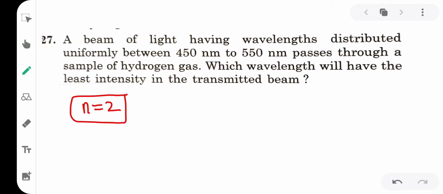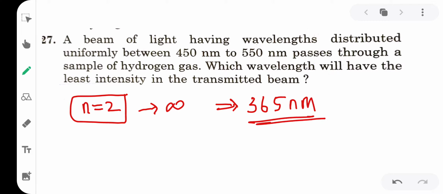If we assume an emission spectrum, the electron would jump to the second orbit, but since it's an absorption spectrum, it is going from 2 to some other orbit. It can go from 2 to 3, 2 to 4, 2 to 5, or 2 to infinity, anything. If it is going from 2 to infinity, which gives the Balmer series limit, the corresponding wavelength would be 365 nanometer. That is the lowest wavelength and highest energy.